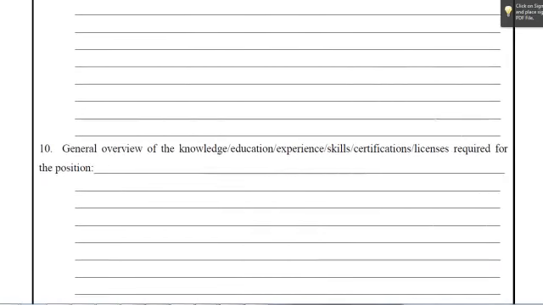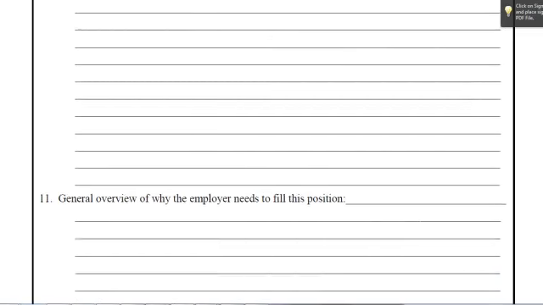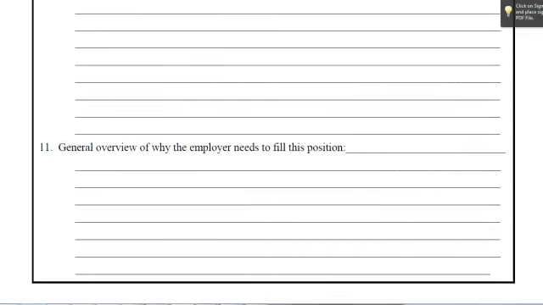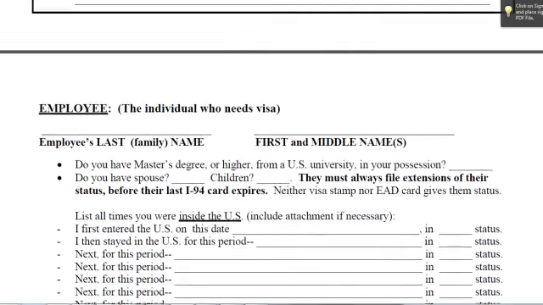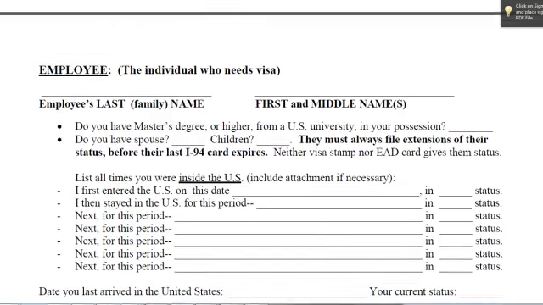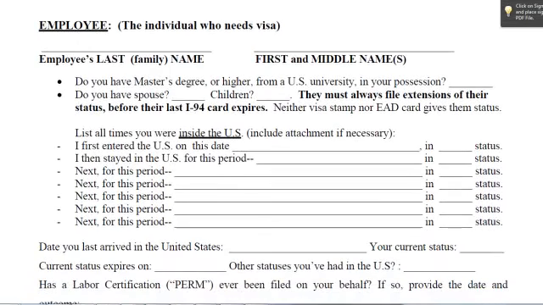Provide a general overview of the knowledge, education, experience, skills, certifications, and licenses required for the position. Provide a general overview of why the employer needs to fill this position. Part 3, the last part of this video, is focused on information needed about you, the foreign national, and any members of your immediate family.